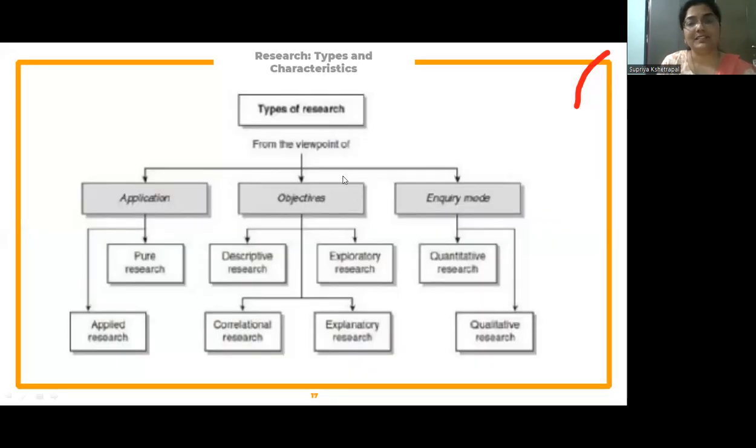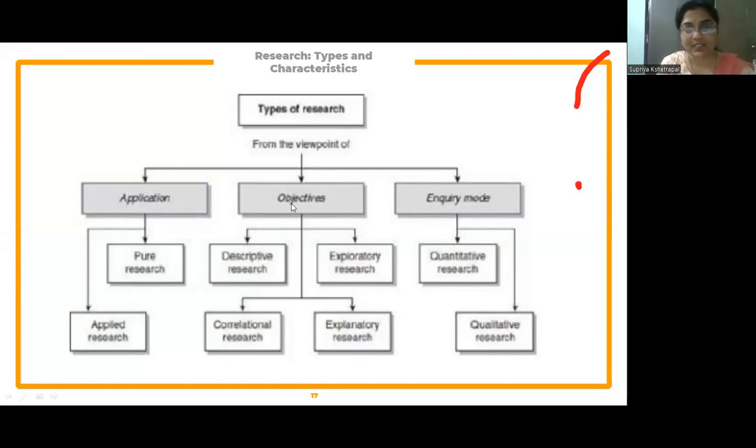Now let us see the types of research and the characteristics. Now the types of research from different points of view. Okay, now let us consider from the application point of view. There are two types of research: the fundamental, which is also known as pure research, and the applied research.